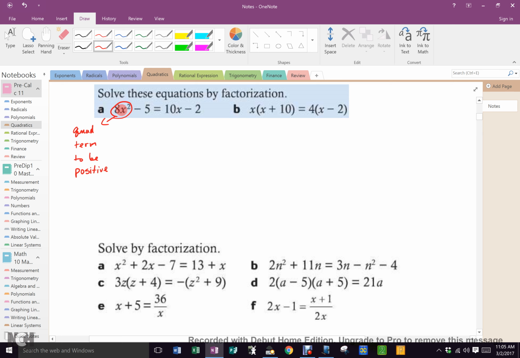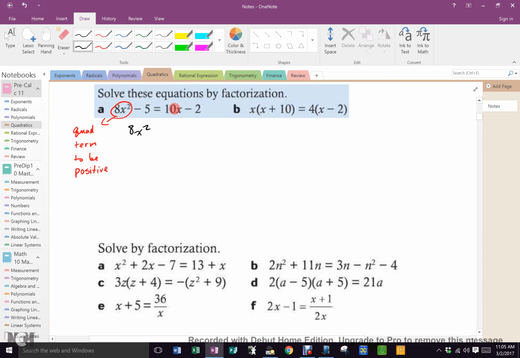So is my quadratic term positive here? Yes, so I don't want to touch him. Everything else needs to move. So I have 8x squared. Are there any other x squareds? No. So he's not moving. Minus 5 equals 10x minus 2.